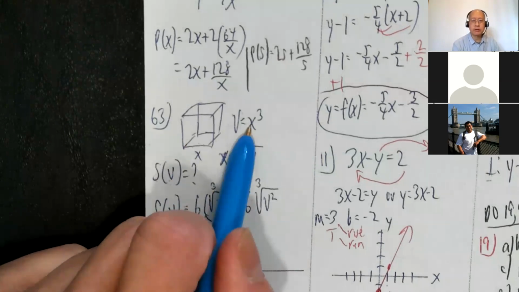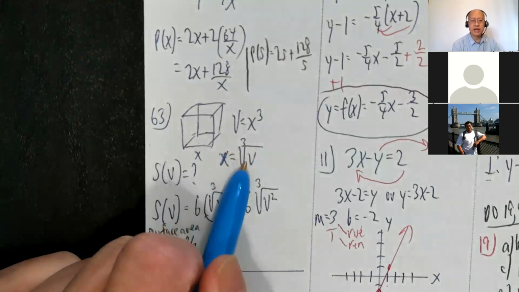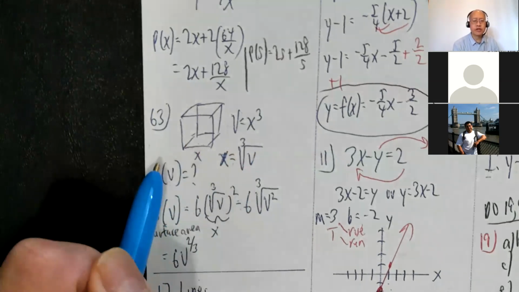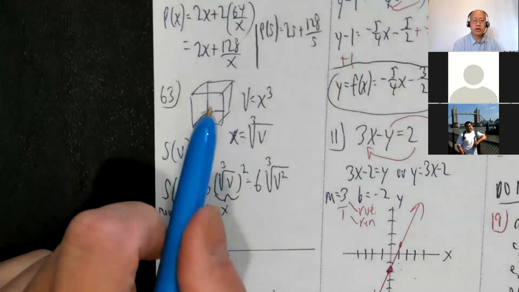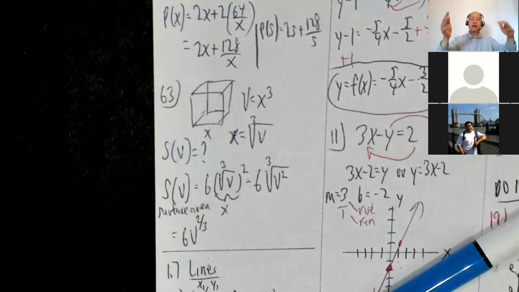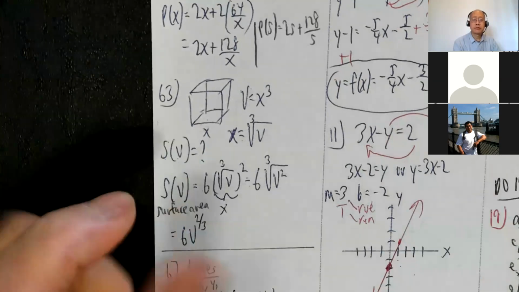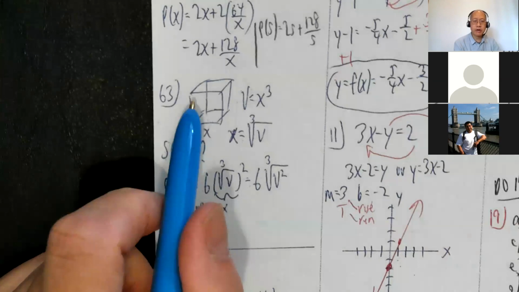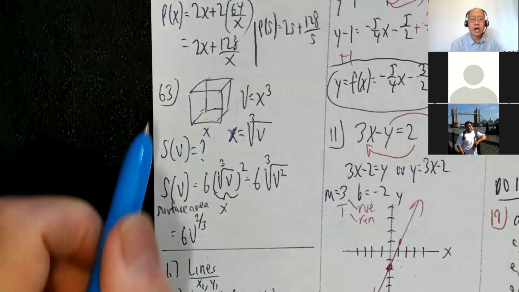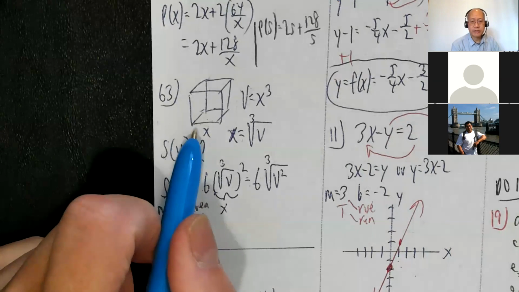Solve for x, take the cube root. So x is the cube root of V. And now it asks for the surface area. So if I have a cube, I have 6 faces, right? There's a front and the back, left and the right, top and the bottom. They all look the same. They're all squares. Can you see the front's a square, the back's a square, the left and the right are squares, the top and the bottom are squares. How do I find the area of a square? That would just be x squared.